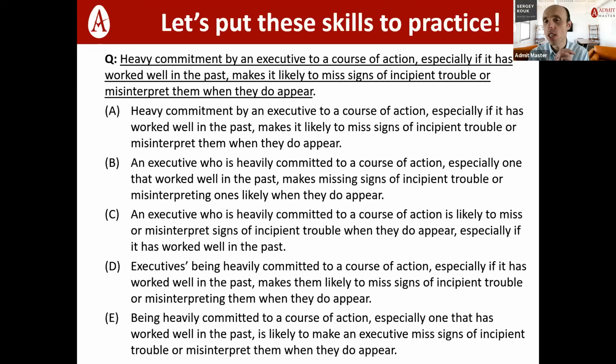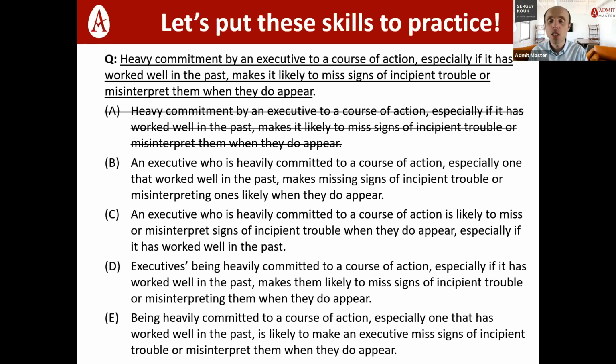And if you read the original sentence, you may have noticed a very tiny little word, it. That is why when we read that original sentence, which by the way is the same as answer choice A, we get, especially if it has worked well in the past, makes it likely to miss signs, them when they do appear. So there are a bunch of pronouns here, but most importantly, the pronoun it. What actually makes it likely? What is it? I'm not quite sure. So answer choice A is wrong.